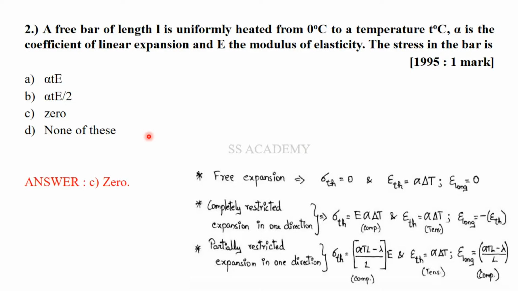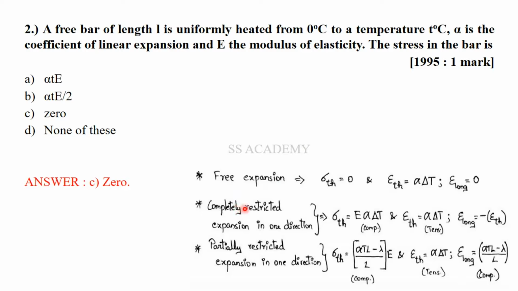This can be said directly if you have watched my earlier videos regarding this thermal stress concept. But still I will explain these three cases. Here you can see free expansion means the bar is free to expand. In such a case, the thermal strain due to temperature rise is alpha delta T. But since there is no restriction, the strain due to the reaction caused by restriction is 0. So since the net strain is 0, thermal stress will be 0.